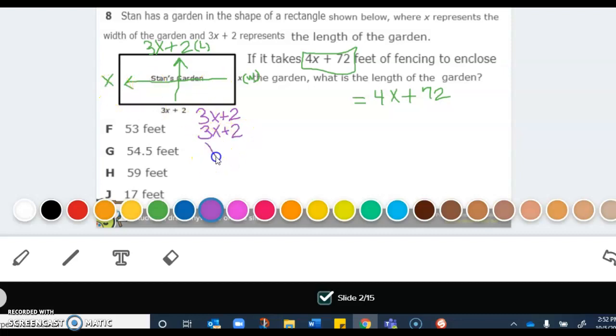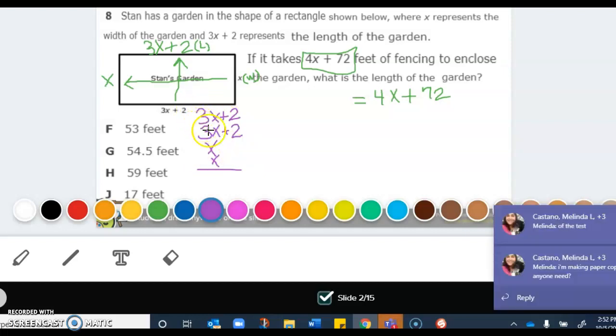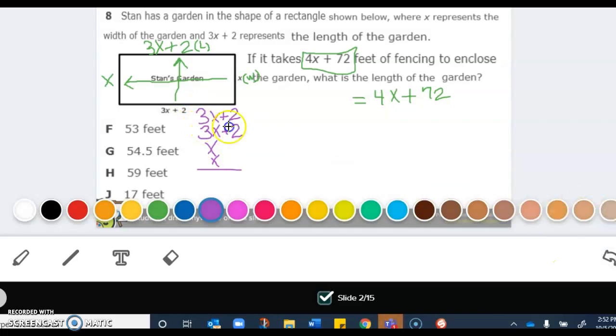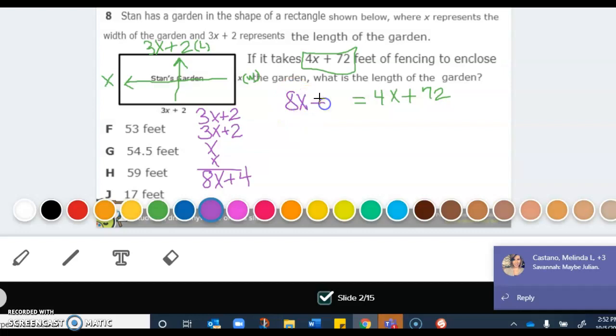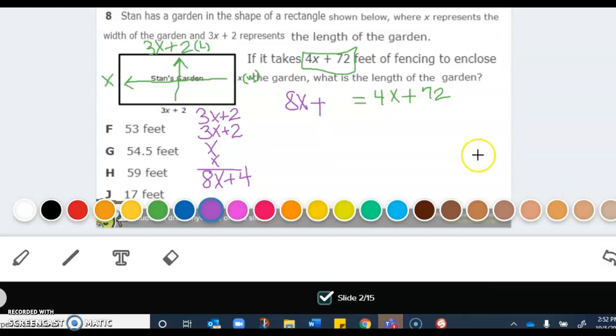And I have an x and an x. So x, x. If I add all my x's, I have 1, 2, 3, 4, 5, 6, 7, 8 x's, because I look at the number that's in front. Plus 2 plus 2 is just 4. So I'm going to take what I added, 8x plus 4 is equal to 4x plus 72.